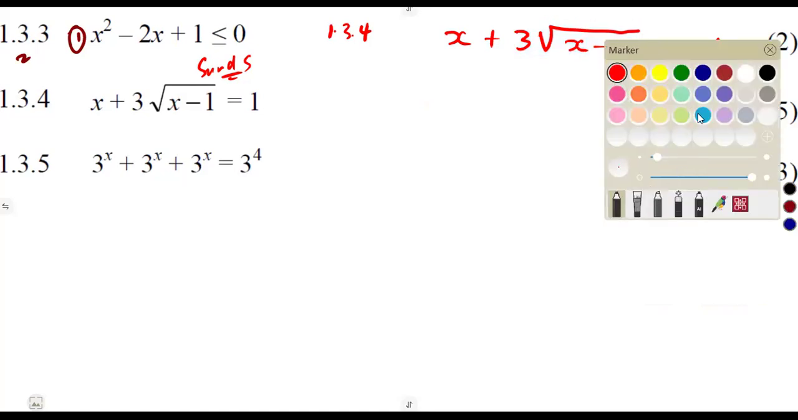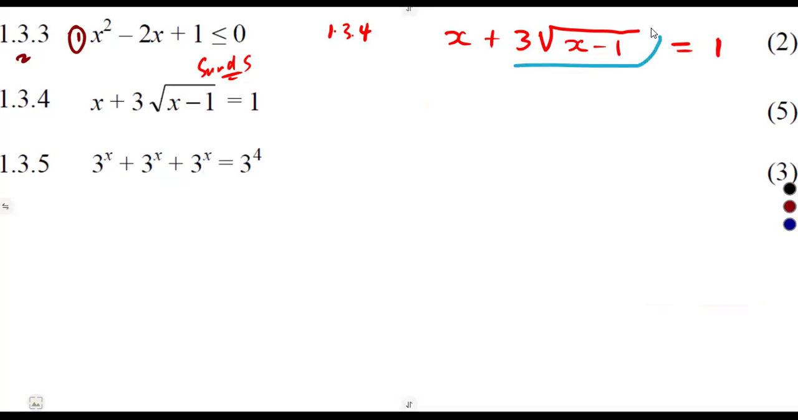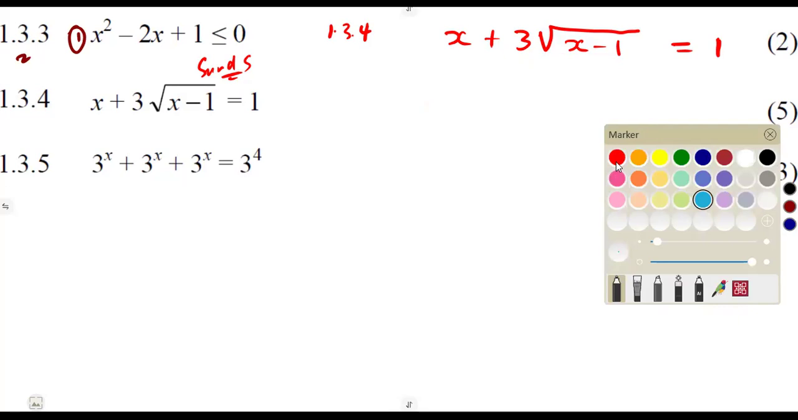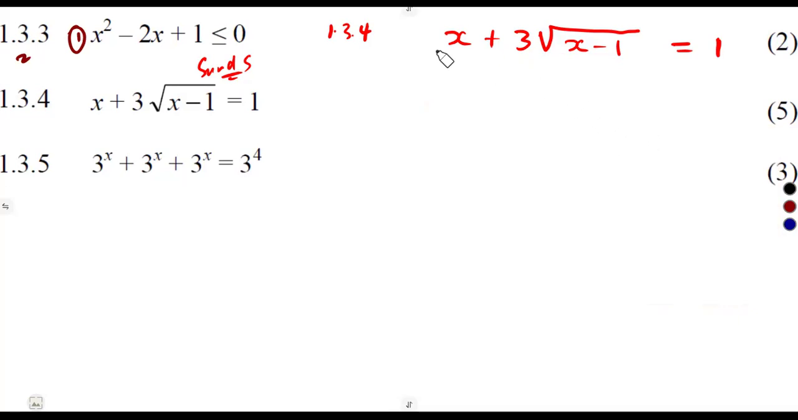Remember, a term stays as it is like this because of a product, so you can even leave that 3. It's not an effect. You can remove it, it's fine. In this case of mine, I'm going to take this to the other side. So I'm going to have 3 into x minus 1 is equal to 1 minus x.